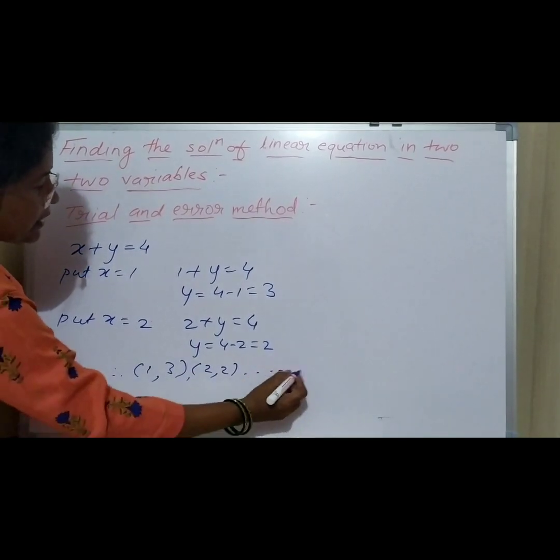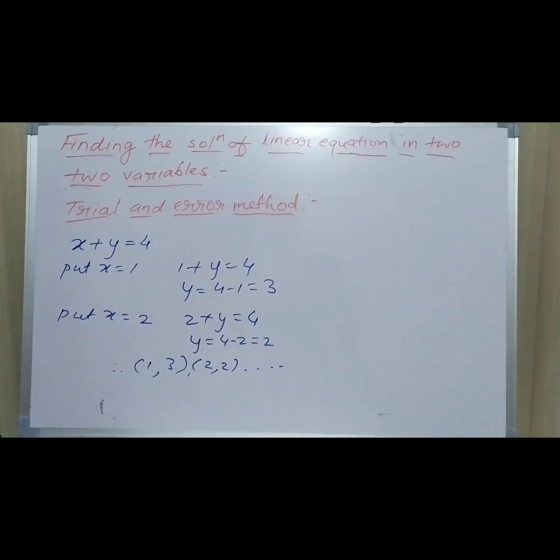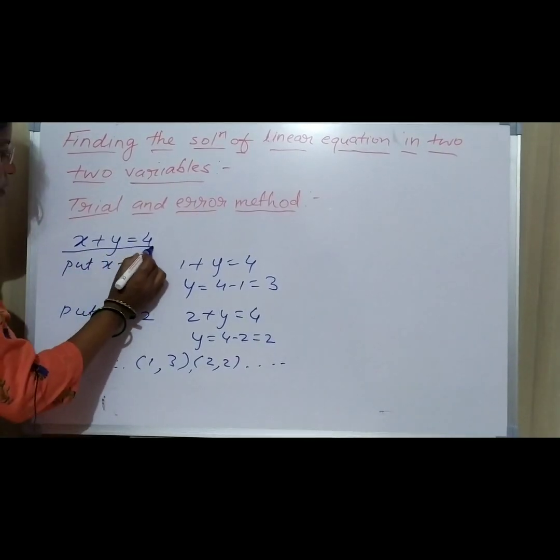Like this you can find many solutions by assigning different values for the variable x. This is called the trial and error method. There is no other method to solve this linear equation in two variables.